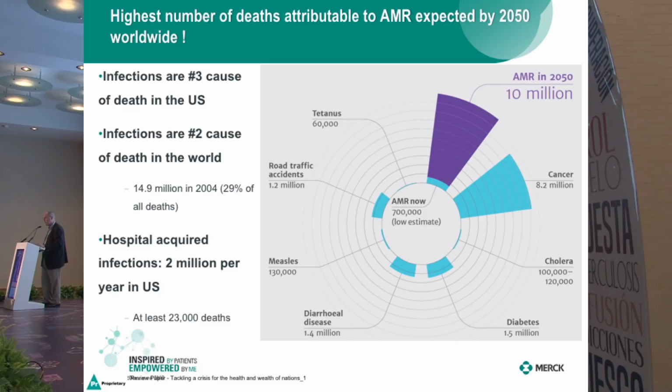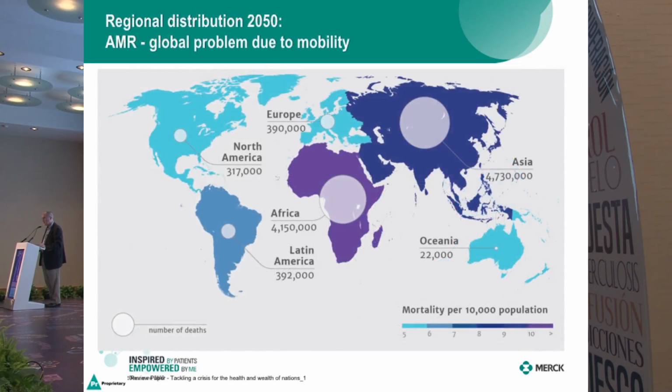Because he's an economist, he also made a prediction that the cost of this, in addition to lives, is going to be in aggregate from today to 2050, $100 trillion United States dollars. That's staggering. And no walls can prevent that.